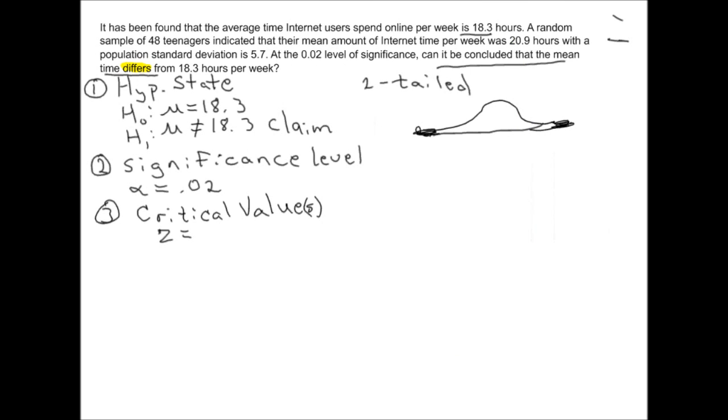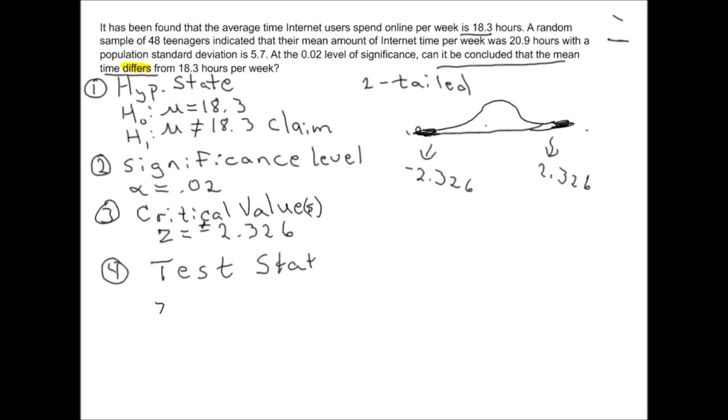So our test statistic is a plus minus 2.326 because it's two-tailed. So over on this end, negative 2.326. Over on this end, positive 2.326. That separates the do not reject region from the rejection regions. So fourth is our test statistic. Our test statistic.